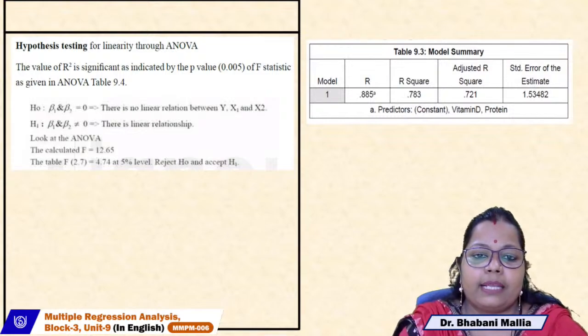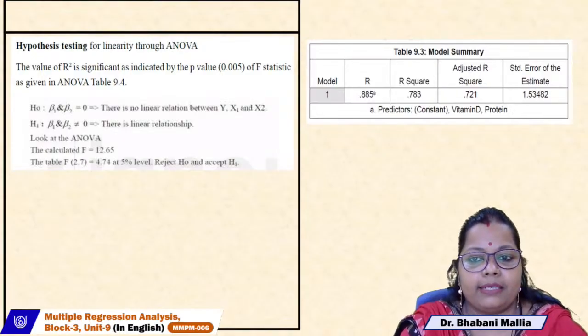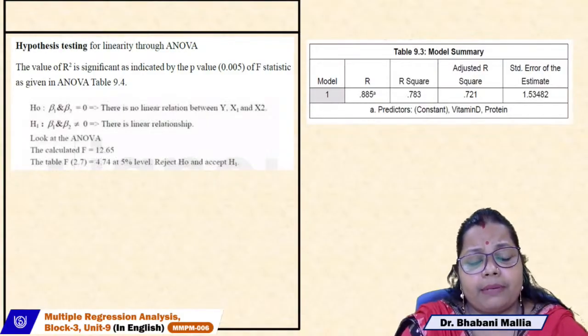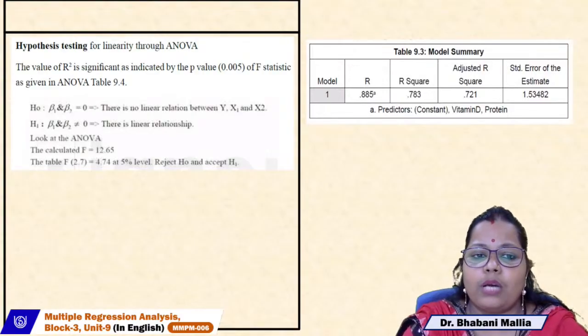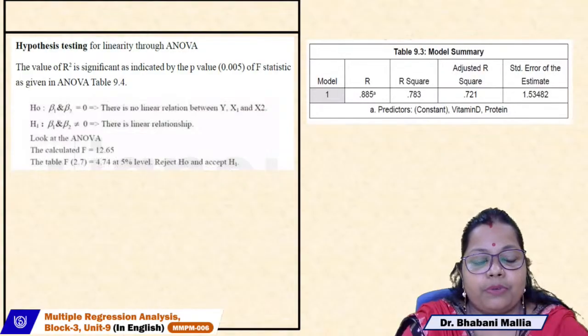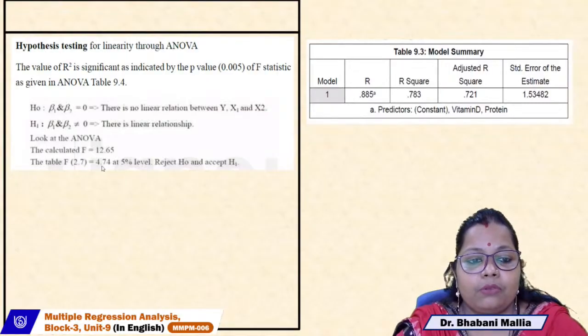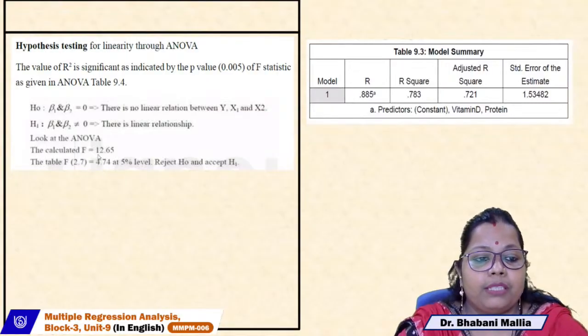The tabulated value is nothing but the table value. In ANOVA, analysis of variance, we apply the F statistic, and for the F statistic there is no need of a level of significance, but we have taken a 5% level of significance and degrees of freedom 2 and 7. So at the 5% level of significance with degrees of freedom 2 and 7, the tabulated value is 4.74.